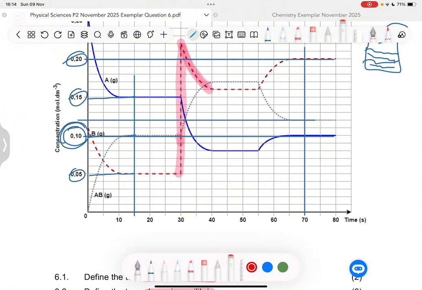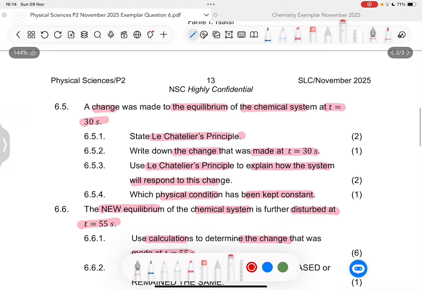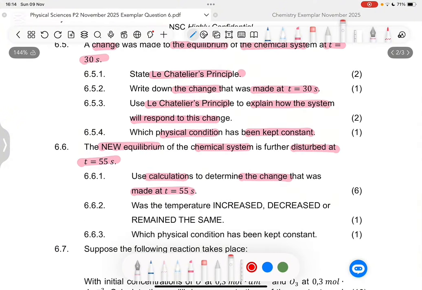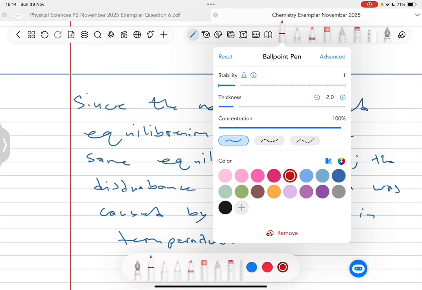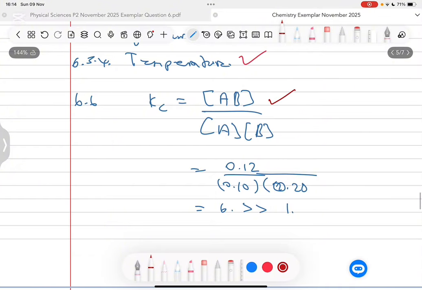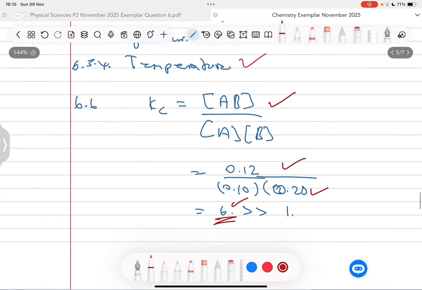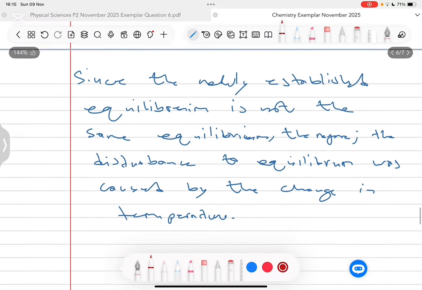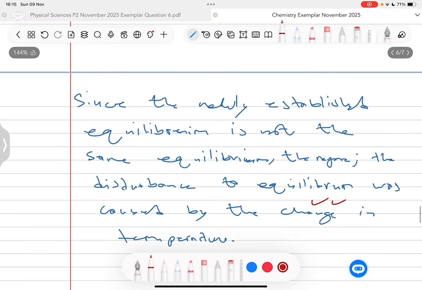This was caused by the change in temperature, and this is really out of 6 marks. You can see where the 6 marks really will come from, because you're doing a lot of analysis here. 1 mark for the formula, 1 mark for correct substitution at the numerator and denominator, 1 mark for the correct final answer. So we're having 4 there, and we get 2 marks for your explanation.